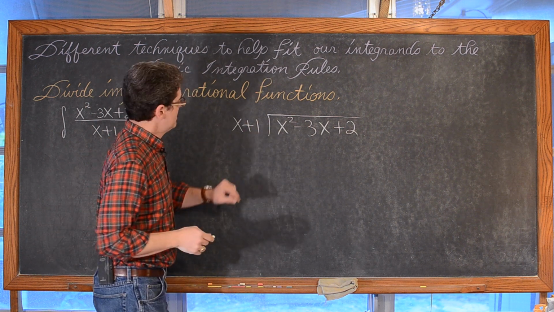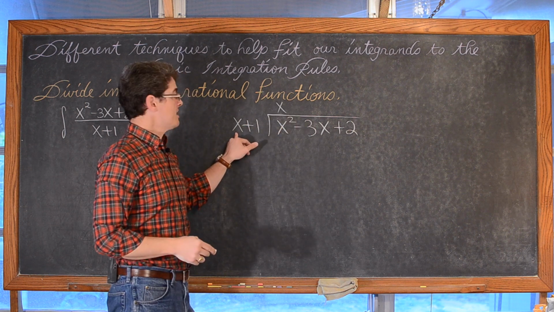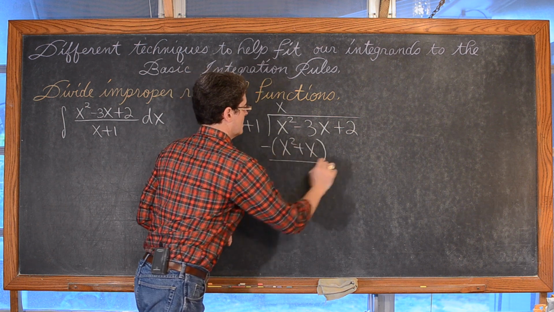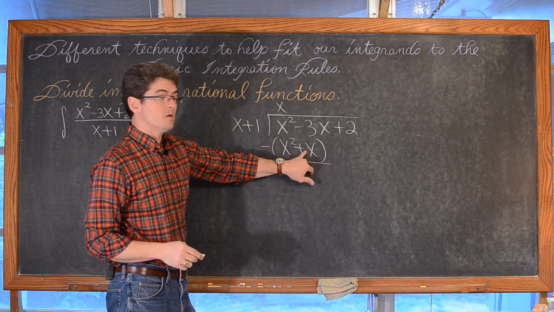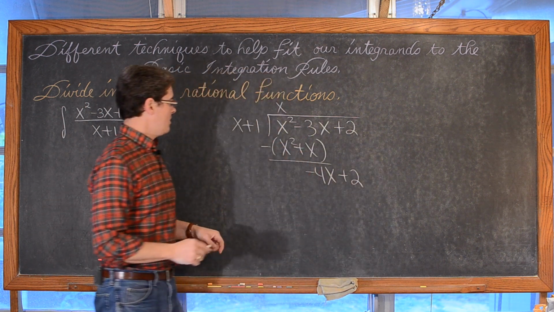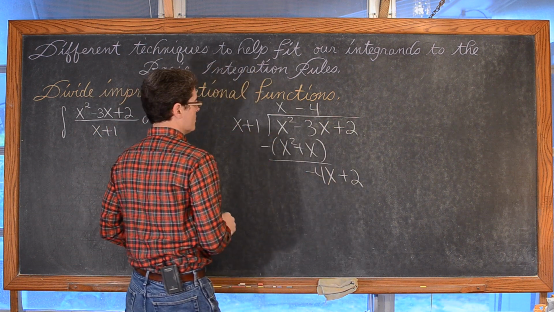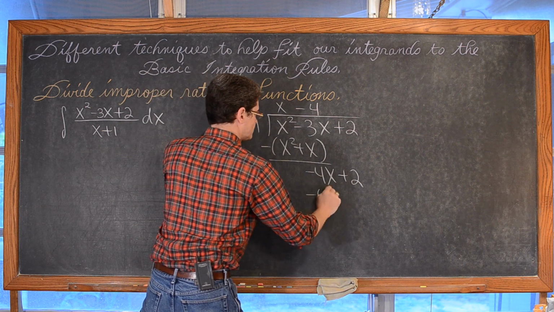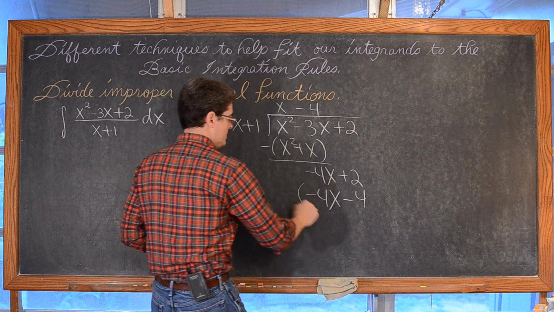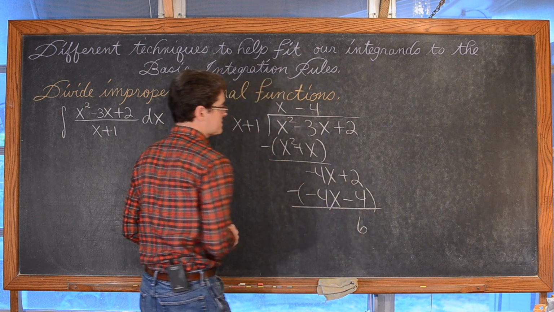and divide that by x plus 1. So of course we're trying to get these first terms to match up, so we're going to multiply by x and get x squared plus x. And subtract, that's going to give us negative 3 minus 1, which is negative 4x. And now to get that x to equal negative 4x, we're going to multiply by negative 4 and get negative 4x and minus 4, because that's negative 4 times 1. Subtract and get 2 minus negative 4, which is equal to 6.